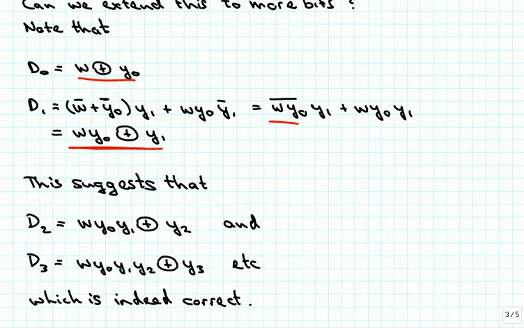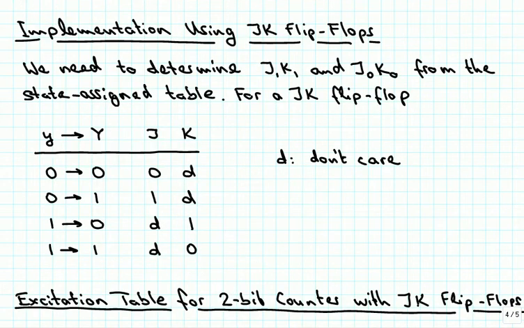Now let's look at an implementation using JK flip-flops. In this case, we need to determine the values of J1, K1 for the higher order or the most significant bit flip-flop, and for J0, K0 for the least significant bit flip-flop. And we have to do this from the state assigned table.